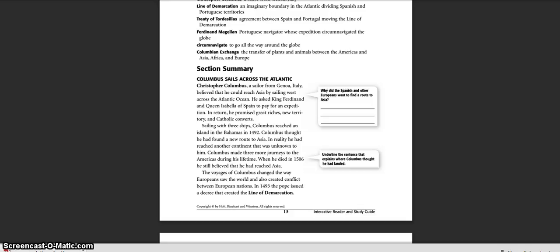Sailing with 3 ships, Columbus reached an island in the Bahamas in 1492. Columbus thought he had found a new route to Asia. In reality, he had reached another continent that was unknown to him. Columbus made 3 more journeys to the Americas in his lifetime. When he died in 1506, he still believed he had reached Asia. The voyages of Columbus changed the way Europeans saw the world and also created conflict between European nations.